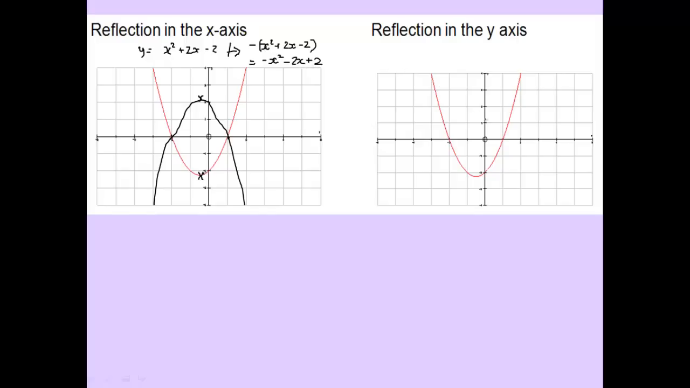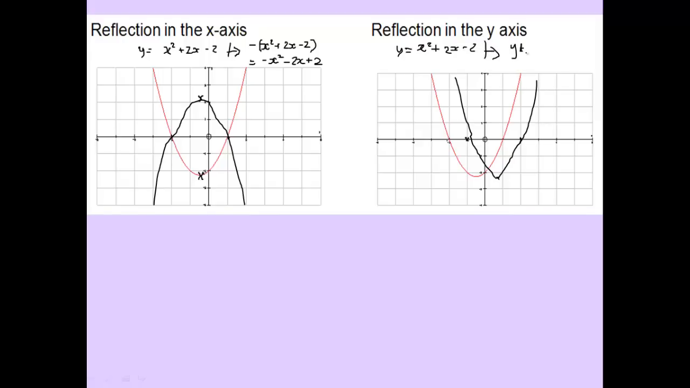Reflection in the y-axis, well, what you need to think of here is this point moving to there, this point here moving to the same distance there, and so you can see what's going to happen here. This point here will move to about here, won't it? And you'll end up with the same shaped parabola, looking a bit like that, reflected in the y-axis.